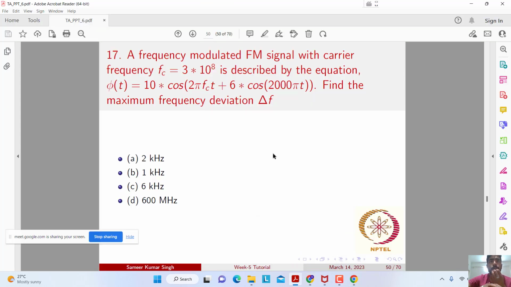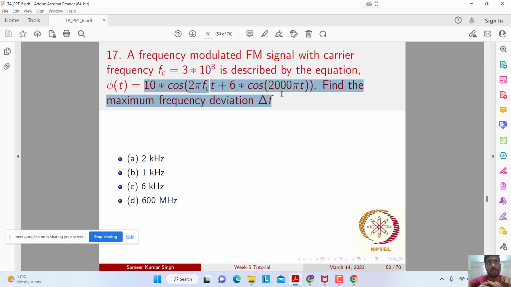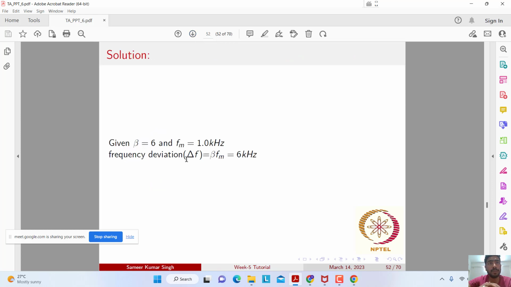Okay, so the answer will be C part, that is 6 kilohertz. Just compare the general equation of FM with this, and from there you will get beta, that is 6, and FM, 200 hertz... and we have to calculate the frequency deviation. We know that beta is equal to delta F upon FM. So delta F is equal to beta times FM. Beta is 6, FM is 1 kilohertz, so that is 6 kilohertz.